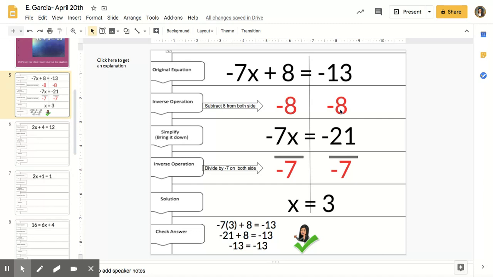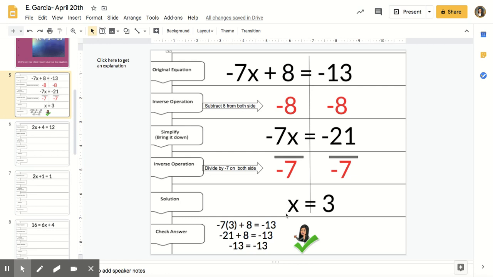The x is still not by itself. It's with the 7, meaning this negative 7 and this x are multiplying. So to do the inverse of multiplication would be to use division. So we're going to divide both sides by that negative 7. And when I divide a negative by a negative, I get a positive, and I get a positive 1.